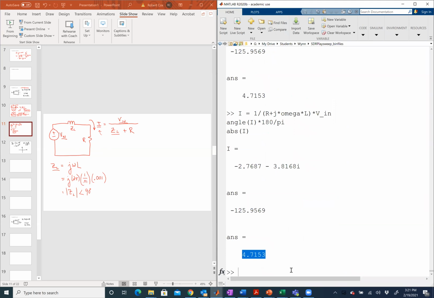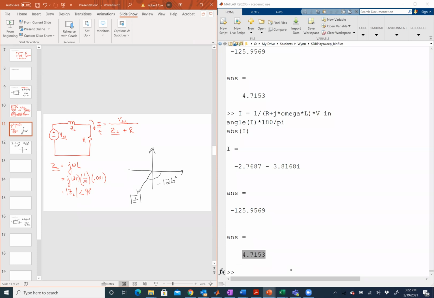So let's try to sketch this. If I have negative 126 degrees, where is negative 126 degrees in the complex plane? Third quadrant, right? Negative 125 is going to be down here. It's got a magnitude of 4.7, so it's going to be somewhere around there. And the angle, remember, is always measured from here. So this is negative 126 degrees, and the magnitude is whatever that is, 4.7. So there's my I. Now, I should probably also sketch where the Vn is at.